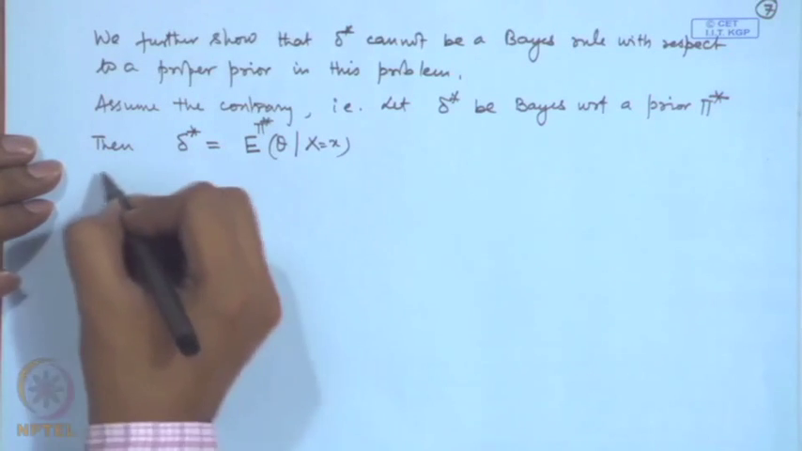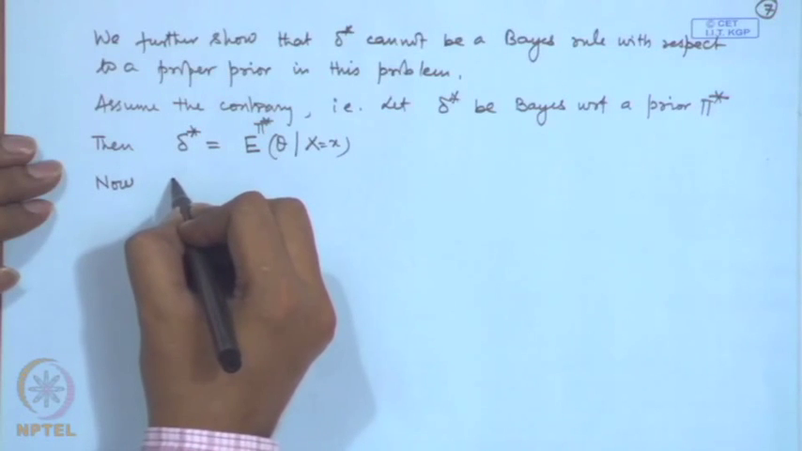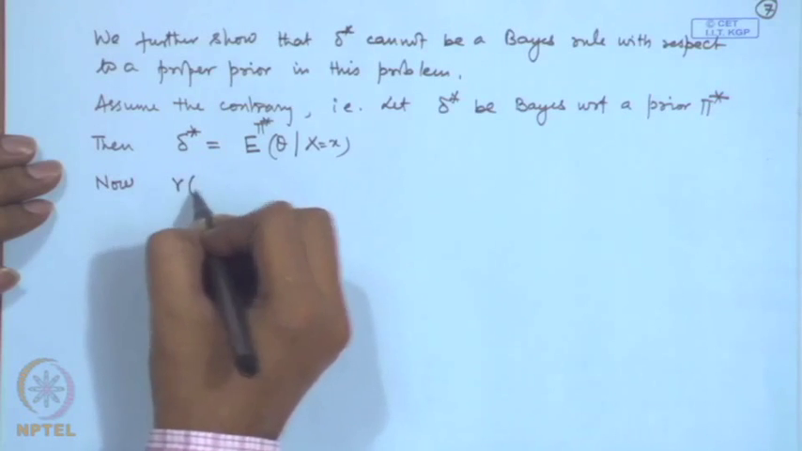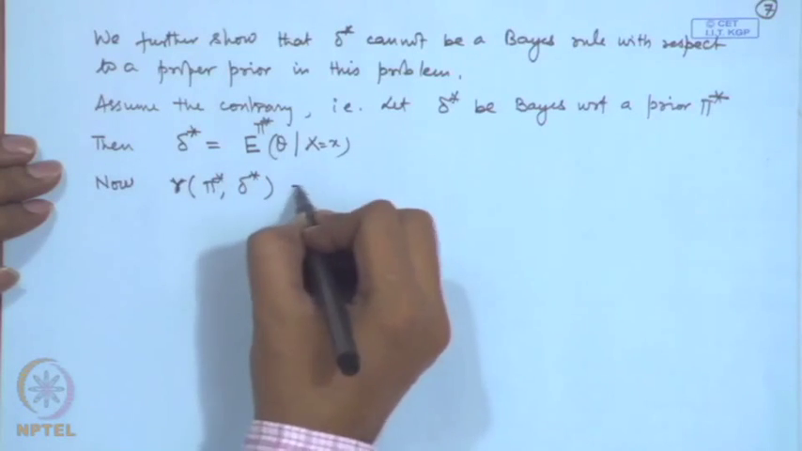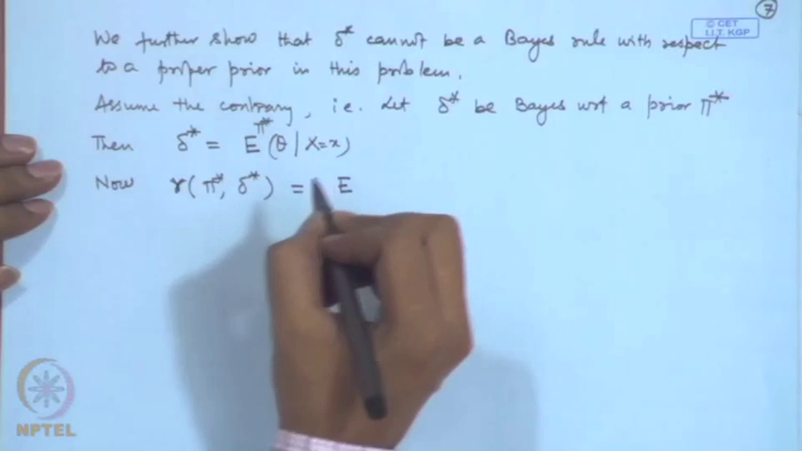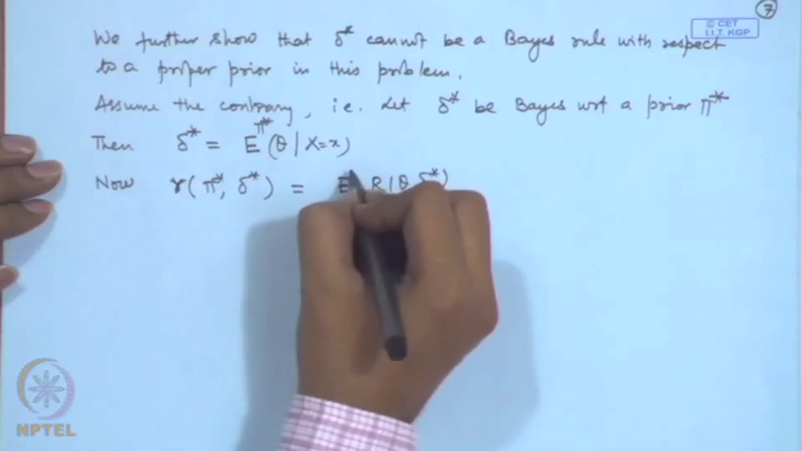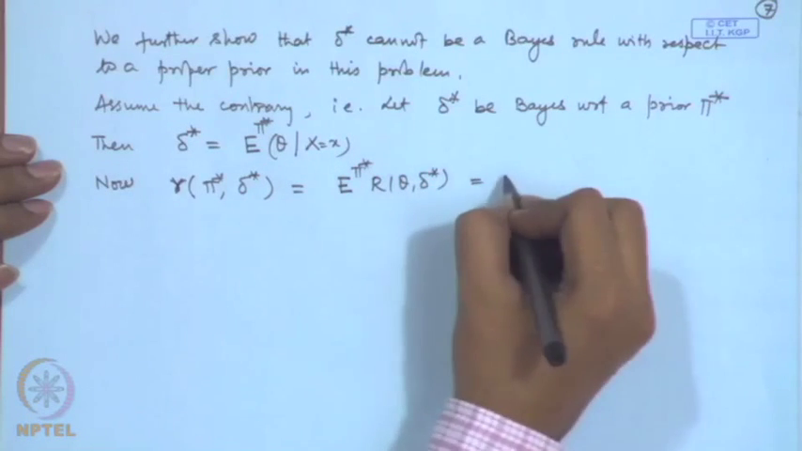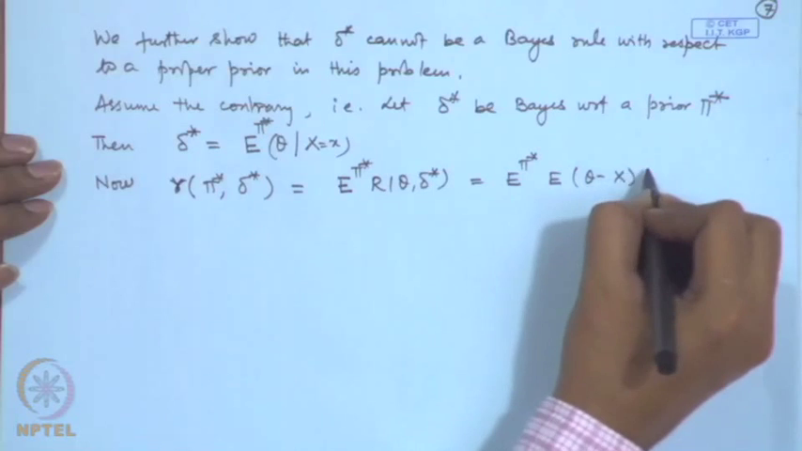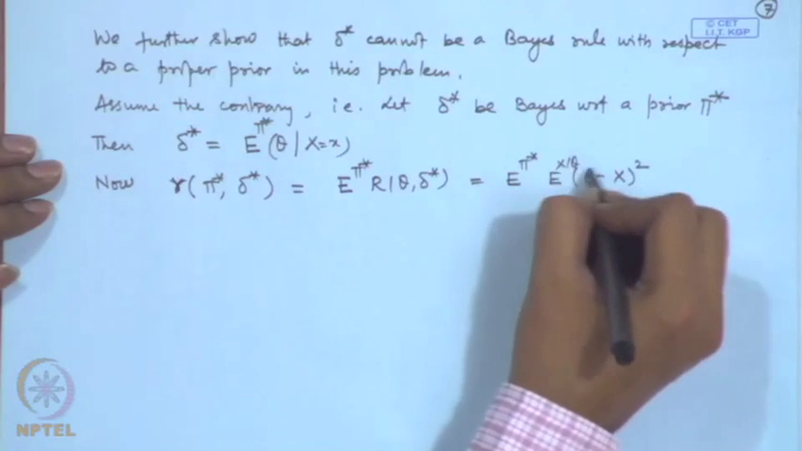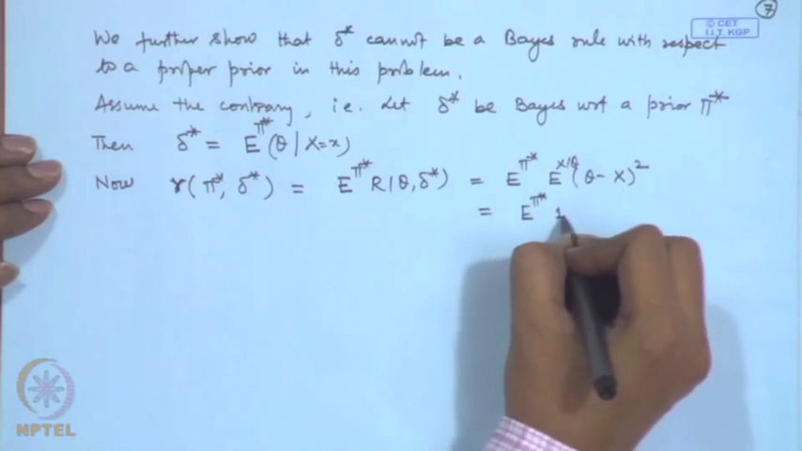So, let us write down r(pi star, delta star). Of course, this is equal to the expectation of r(theta, delta star) with respect to pi star. Now, this is the expectation of (theta minus x) square, with respect to the conditional distribution of x given theta, and then the expectation with respect to pi star. This is nothing but the variance of x, that is 1.